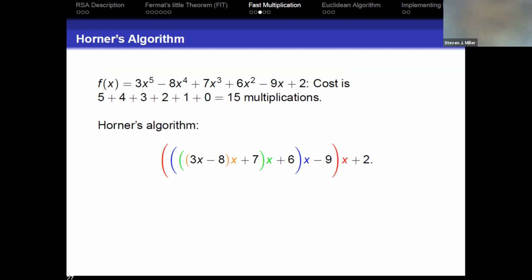So hopefully all the different colors are showing up. So we get 3x minus 8 times x plus 7 times x plus 6 times x minus 9 times x plus 2. So if you take the 3x, it hits 1, 2, 3, 4 more x's, that's going to give you a 3x to the 5th. You have the negative 8, it hits x, x, x, x. It'll give you a negative 8x to the 4th, et cetera. And now when you look at the cost, I have 1 multiplication from 3x, and then 2 from this x, 3 from this x, 4 from that x, 5 from that x. So multiplication goes from d squared over 2 to just order d. Much, much cheaper.